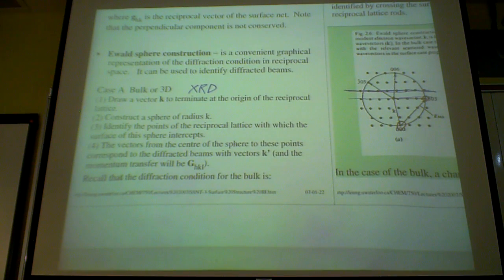And these black points are in reciprocal space. They are not real space. So first of all, that's a key point to remember.